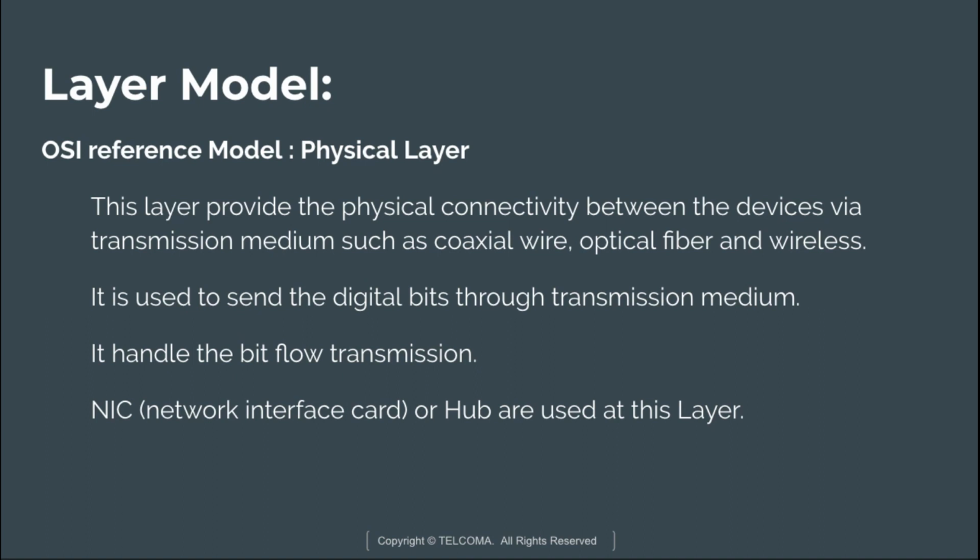The last one is the physical layer. This layer provides the physical connectivity between the devices through transmission media such as coaxial wire, optical fiber, or wireless connection. It is used to send the digital bits through the transmission medium, and it handles the bit flow transmission. Here the NIC or the hub are used at this layer. NIC stands for Network Interface Card.